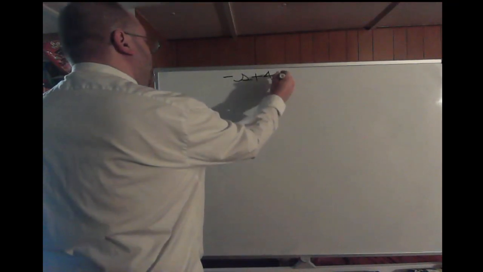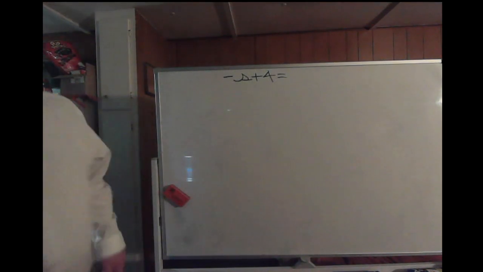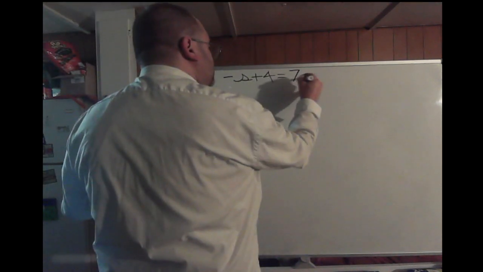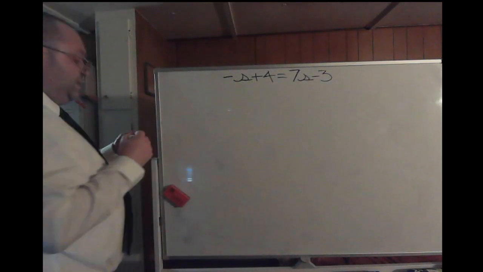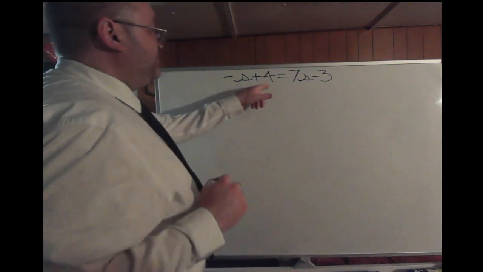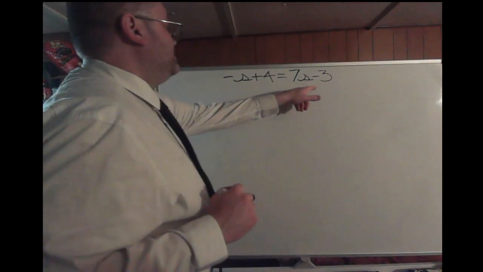Alright, should have 3 more. Let's see, we got negative s plus 4 is equal to 7s minus 3. Alright, so we got negative s plus 4 is equal to 7s minus 3.